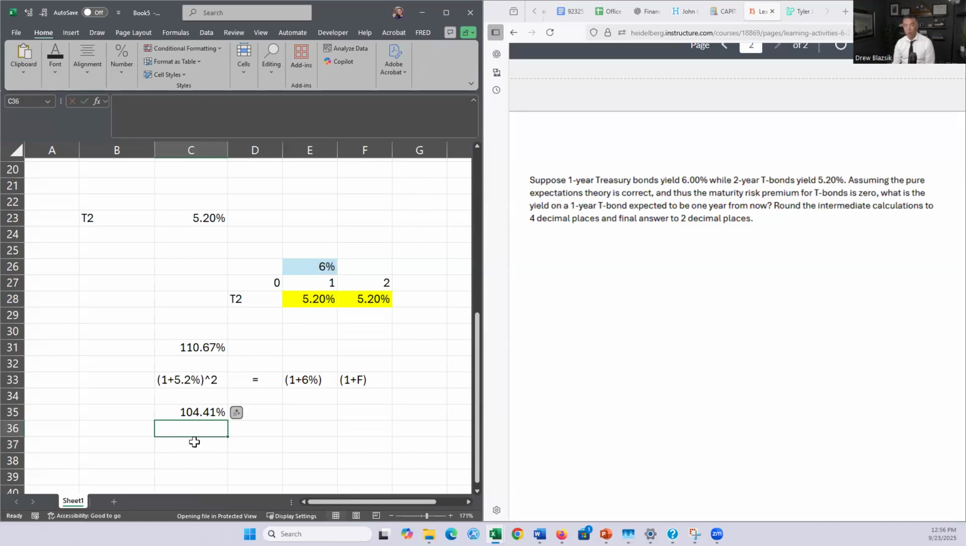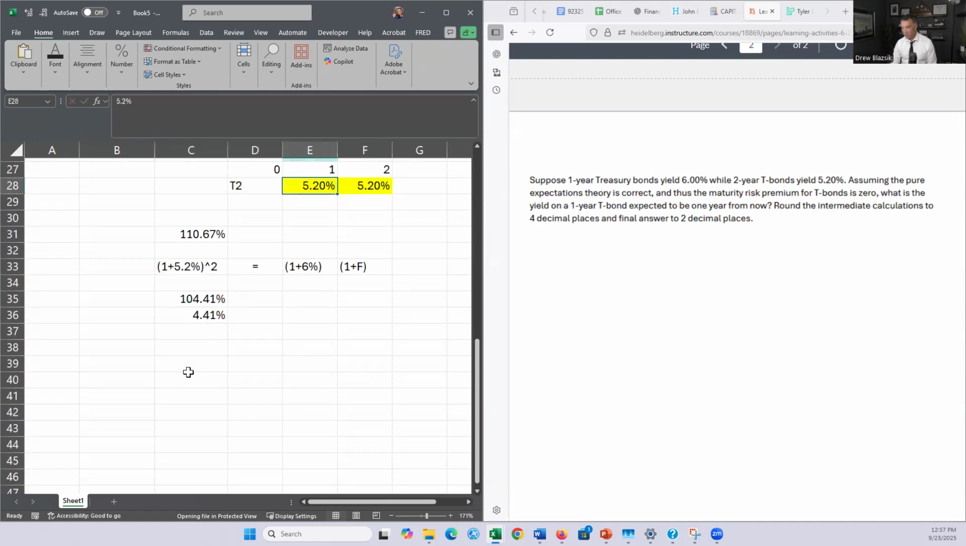So now it's 104.41. And now I'm going to say equals, and then now we have 1 plus F. I want to get the interest rate by itself. I'm going to subtract out 1. 4.41%. Would that be the interest rate? So all it says is if you know what the 2-year treasury is, and if you know the first year is, that means it is equal. They have the same interest for 2 years. 5.20 times 5.20 is equal to the 6% times the 4.41.